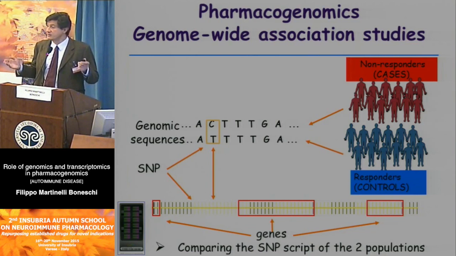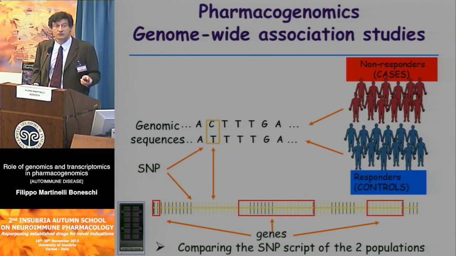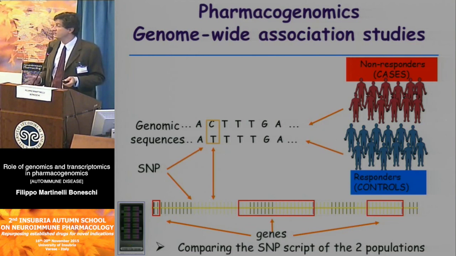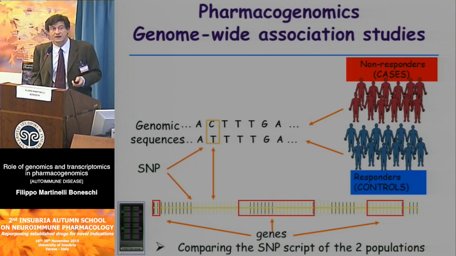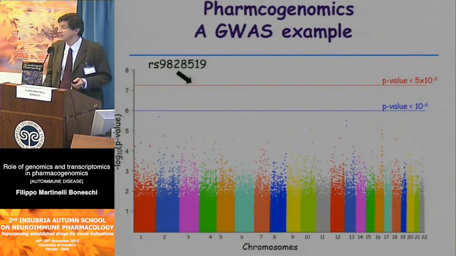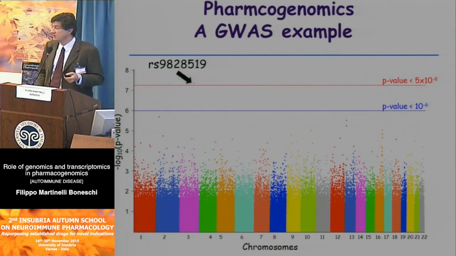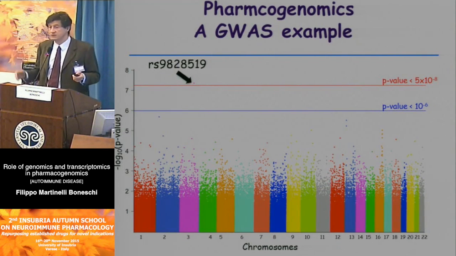So the comparison between the frequency of these variants in non-responders compared to responders is essentially the basis of genome-wide association studies. Essentially, you look for variants which are differentially distributed, so which are more frequent in one group compared to the other. And then if you find something like that, you claim that there is a genetic association of a variant with the phenotype that you are studying.